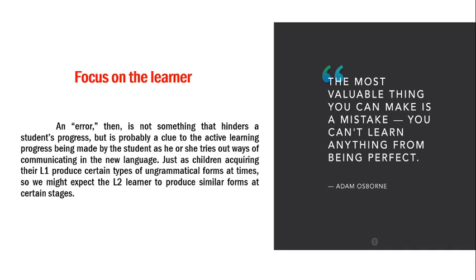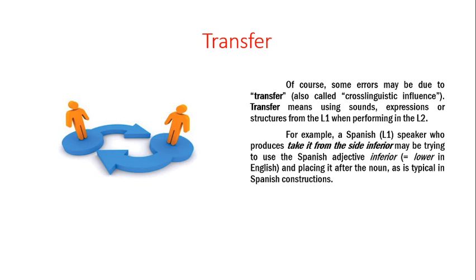Let's focus on the learner. An error, then, is not something that hinders a student's progress, but is probably a clue to the active learning process being made by the student as he or she tries out ways of communicating in a new language. Just as children acquiring their L1 produce certain types of ungrammatical forms at times, so we might expect the L2 learner to produce similar forms at certain stages.